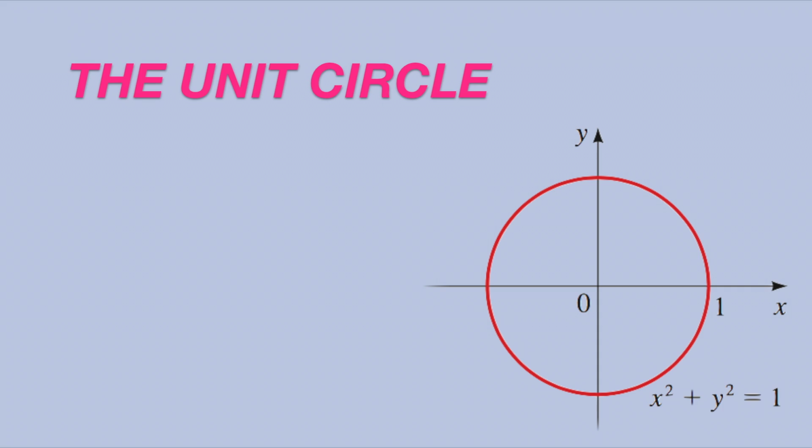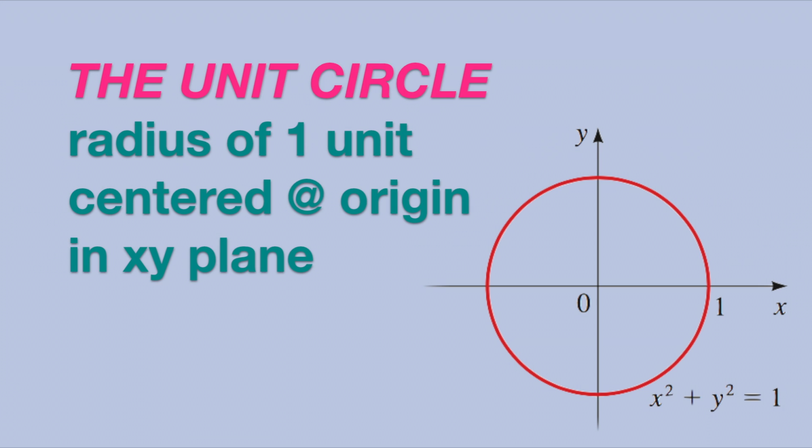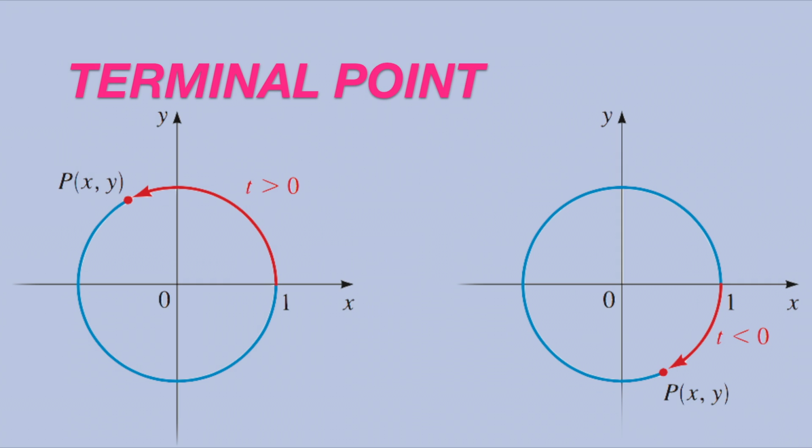The unit circle is the set of all points at a distance of 1 from the origin. It has a radius of 1 and is centered at the origin in the xy plane. Its equation is x squared plus y squared equals 1. The terminal point is the distance traveled from the point (1, 0) around the unit circle to give us point P(x, y). We use reference numbers to help us find a terminal point.